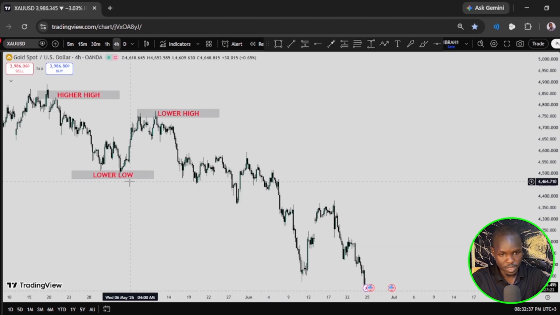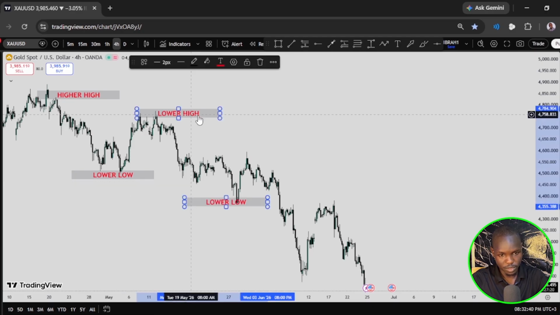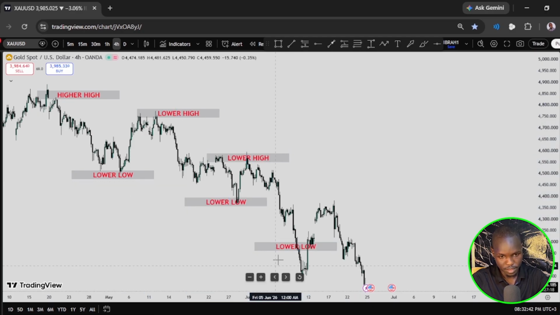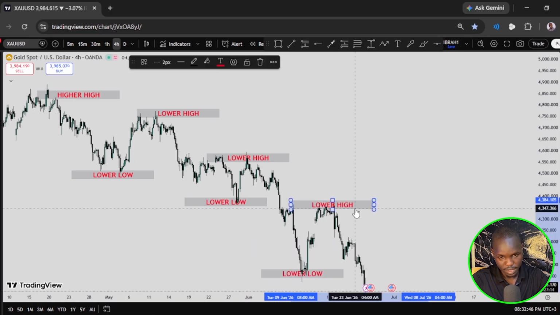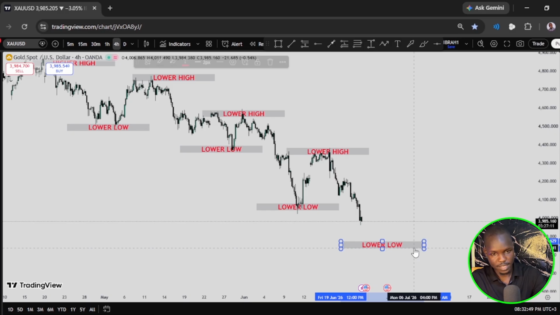You can see we have a lower low, a lower high, a lower low, a lower high. Okay, it's as simple as that. Our market structure tells us clearly that gold is in a downtrend. Now this tells us what? Whenever we are looking for an entry or a setup, in our minds we know that we should follow the trend, which is saying sells.